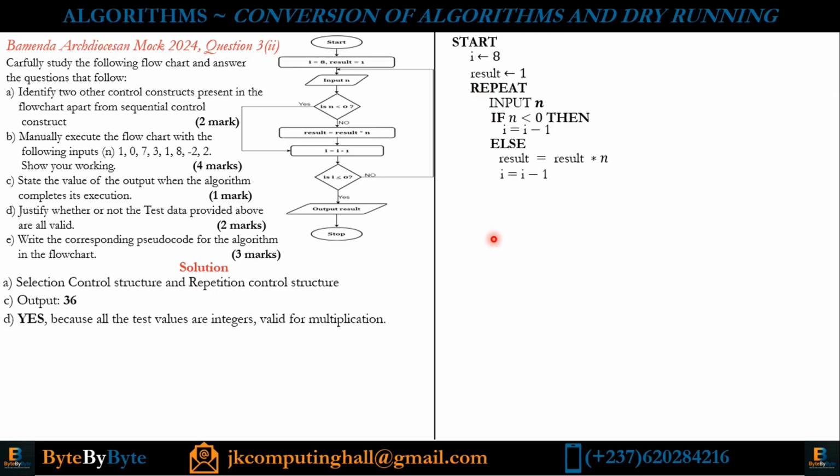After that, now I arrive at the condition. So repeat until I is less than or equals to 0. Meaning that when I is less than or equals to 0, that is when I'm going to end, because it's what says here, is I less than or equals to 0? Yes, I come down. If it is no, I continue. So that is what we have. From there now I output result and I stop. So guys, this is the pseudocode version for this particular flowchart.